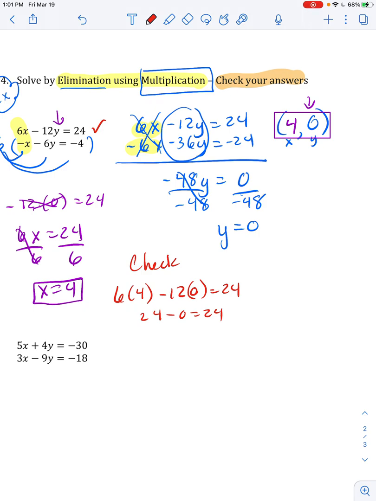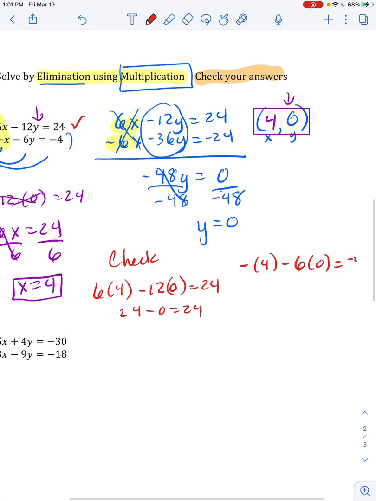How about the bottom equation? I have a negative, then I plug in my x, a minus 6, then I plug in my y, and it should equal negative 4. So this becomes negative 4. 6 times 0 is 0. So negative 4 equals negative 4. That checks as well. So now I'm more confident that 4, 0 is my solution.